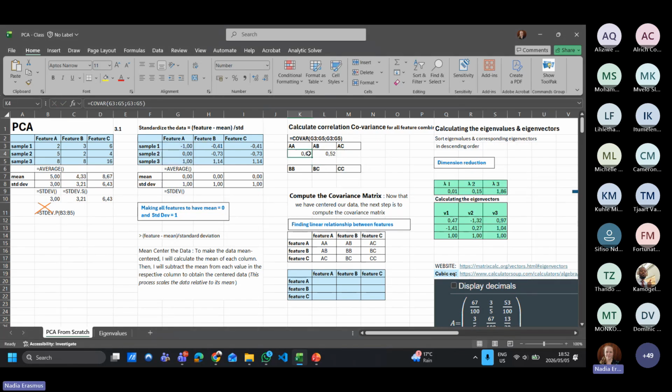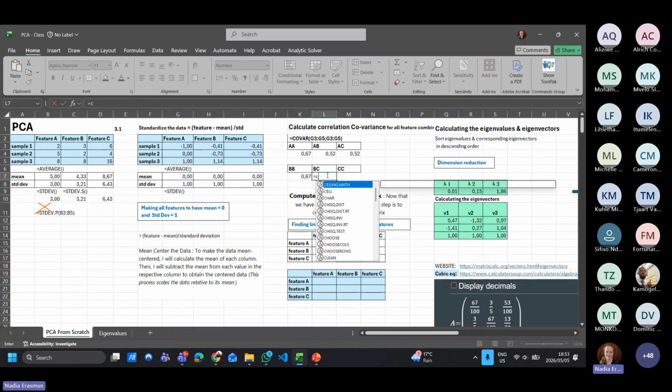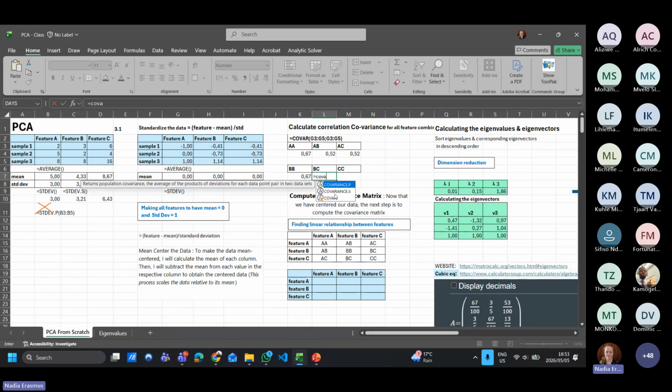So it's 0.67 and 0.652. Then we're going to have the covariance, so covar, not the covariance.S, since it seems this one is not the same. We have A and C. Then we have equals the covariance of B and B. And we have the covariance of B and C.